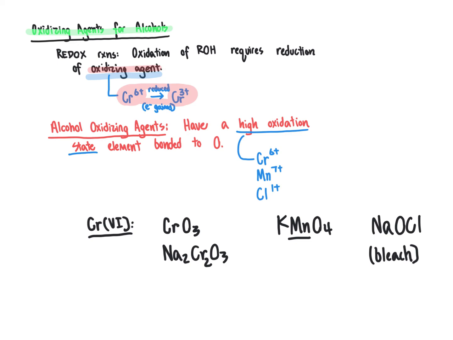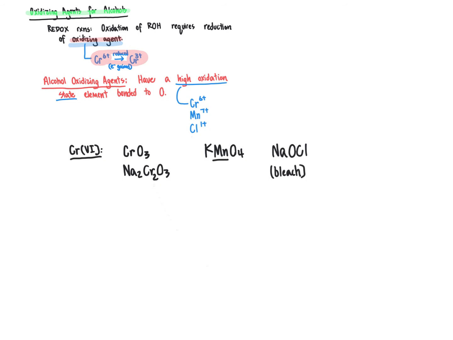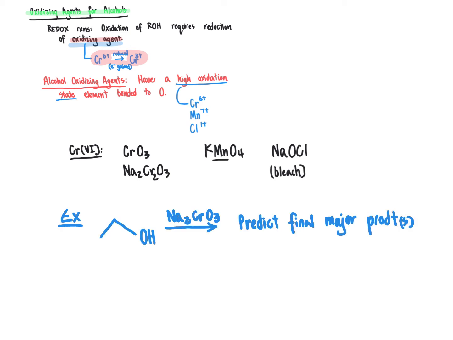So if we take any of these reagents, these oxidizing agents, and we use them in conjunction with alcohols, we can predict what product will form by using that guideline that we looked at the beginning, where a primary alcohol gets oxidized to an aldehyde and then to a carboxylic acid, or a secondary alcohol gets oxidized into a ketone. So let's take a look at this by doing an example problem. We begin with sodium dichromate reacting with our primary alcohol ethanol.